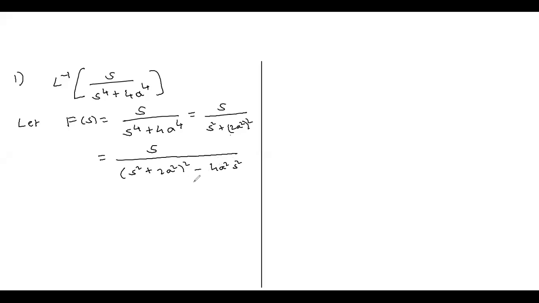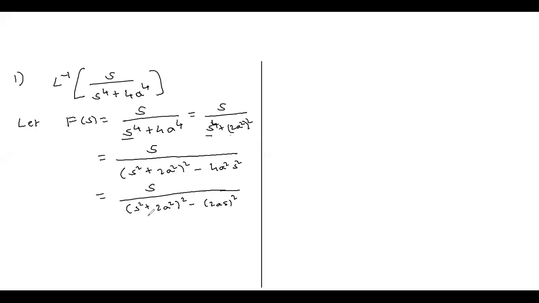Am I right? Now this 4a square s square can be written as 2as whole square, right? So this is s power 4, right? s power 4, s power 4, 4a power 4. Is that fine now? Yes, sir. Right. Now I can write it as s square plus 2a square whole square minus 2as whole square.